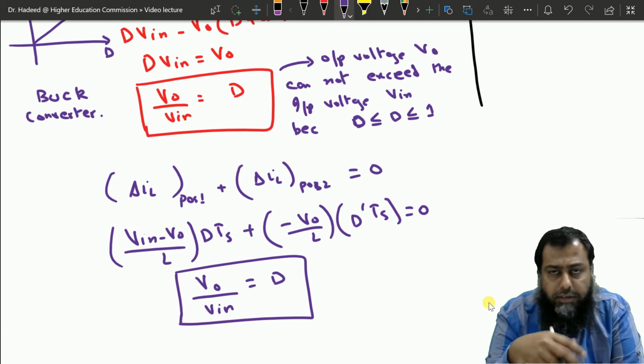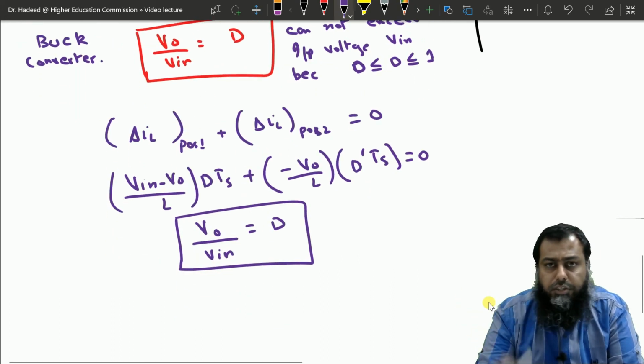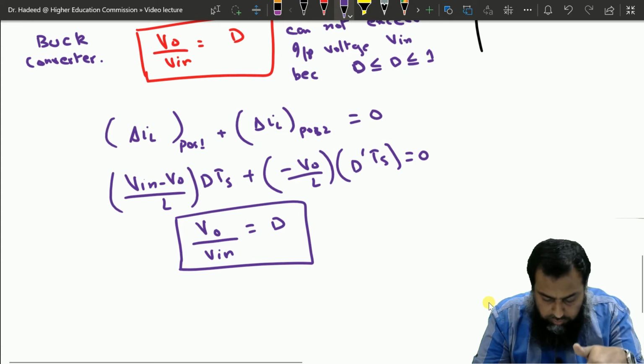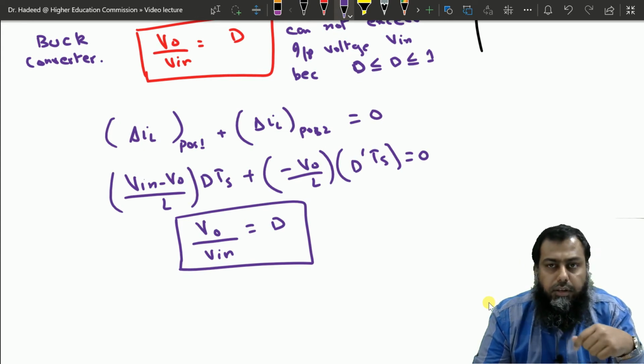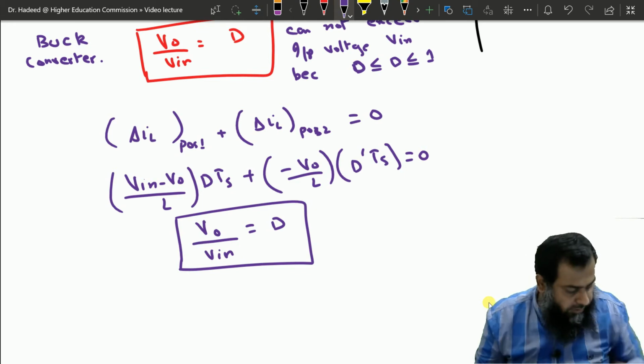Right. So there are two methods to find out the transfer function of this buck converter. You can either draw the waveform across the voltage, or you can actually go through the current waveform of this particular inductor. This is the first thing that we have achieved so far.